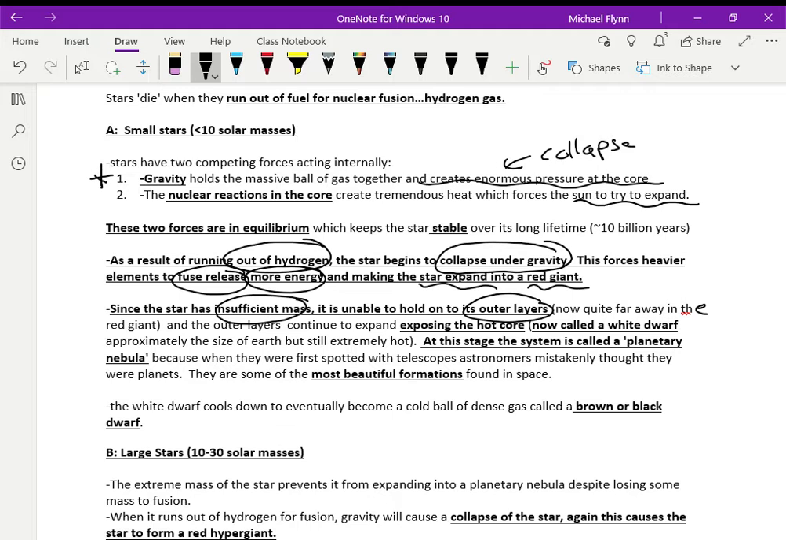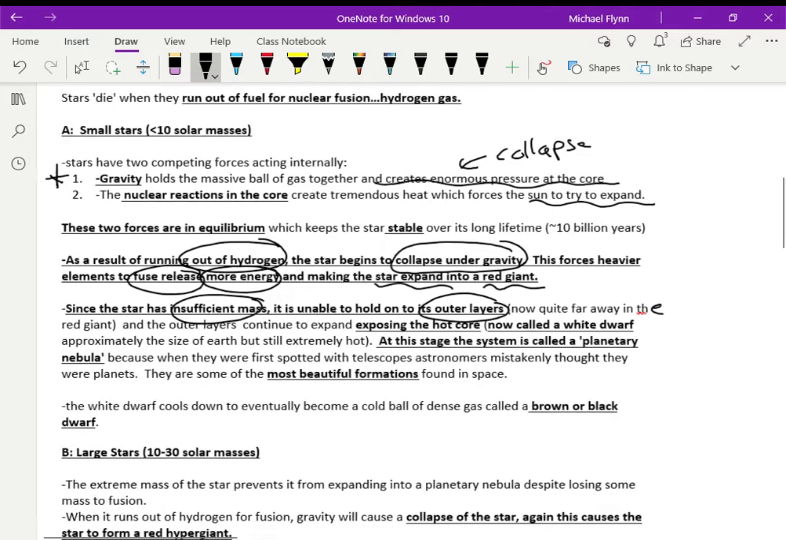Now the star is almost dead, okay? The white core that's at the center is very hot, but the nuclear reactions have run out. Basically now you've run out of helium to fuse, okay, as well. And gravity cannot pull the star back together because the outer layers have drifted off too far away, okay? So now that forms what we call a planetary nebula, which really are some of the most beautiful formations in space.